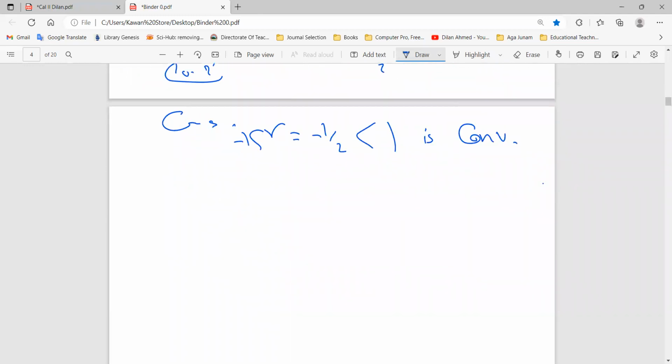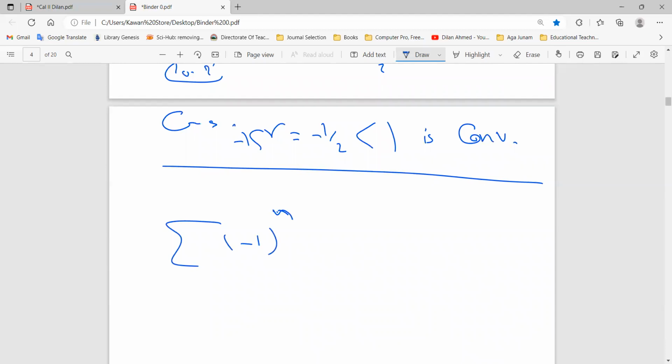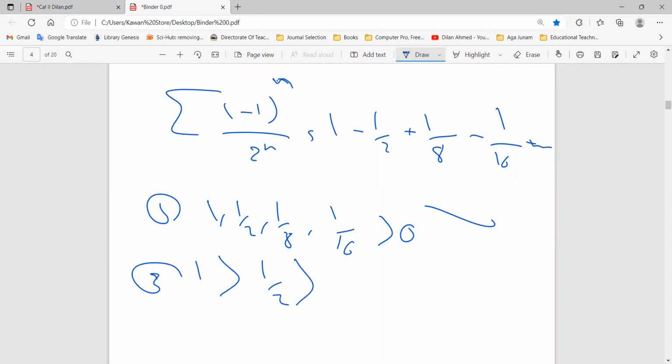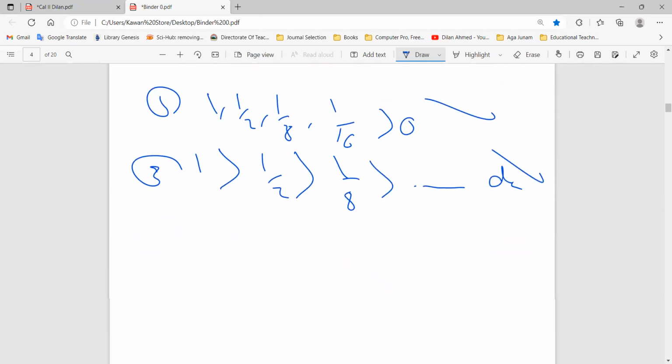So look, we have minus n over 2n, 1, minus 1 over 2, 1 over 8, you can see that, minus 1 over 16, and so on. So I say, first of all, 1, 1 over 2, 1 over 8, 1 over 16, positive. Second, 1 is greater than 1 over 2, I'm sure that it decreases. Third, the limit as n approaches infinity.